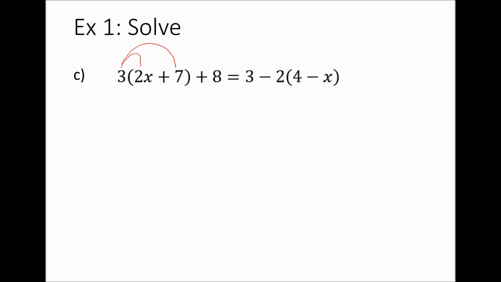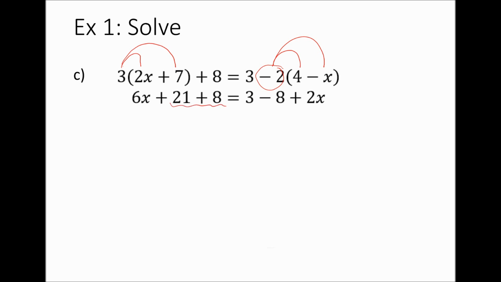Again, this 3 is not related to the bracket, but again, I'm expanding negative 2 in. Negative 2 times 4 is negative 8, and negative 2 times negative x, negative times negative is positive 2x. So I expand everything there. Now I've got some like terms, so let's simplify those before we go any further. So I'm just going to collect 21 plus 8 to be 29, and 3 minus 8 to be negative 5.